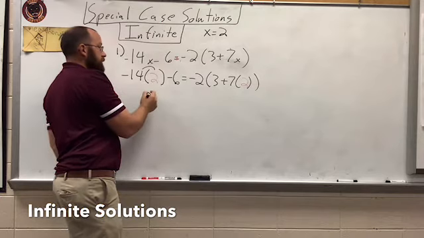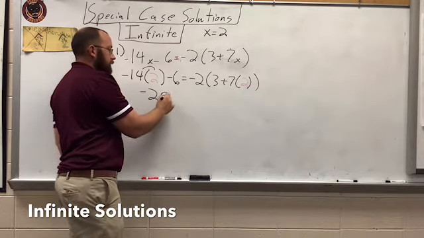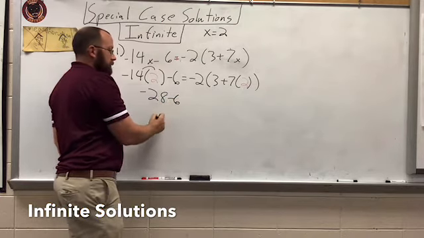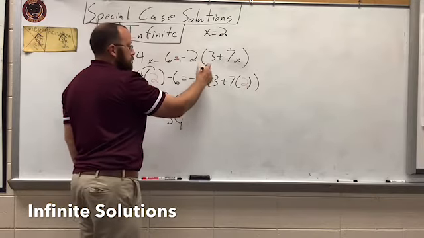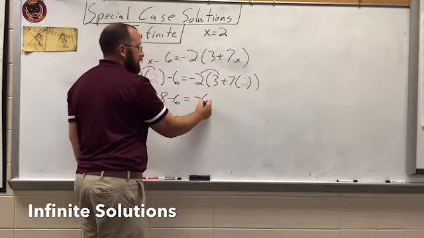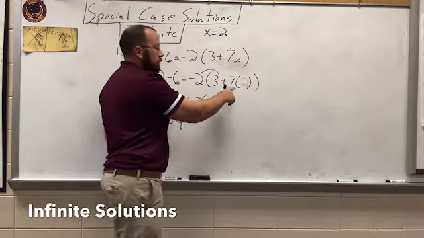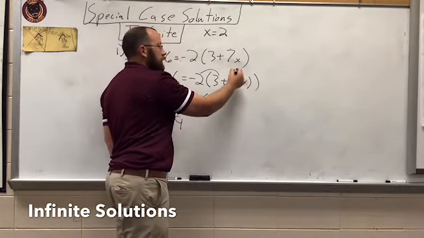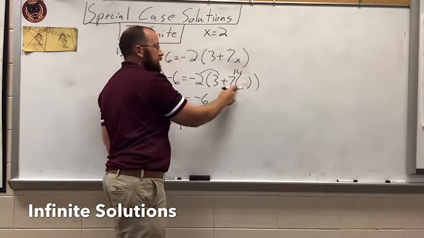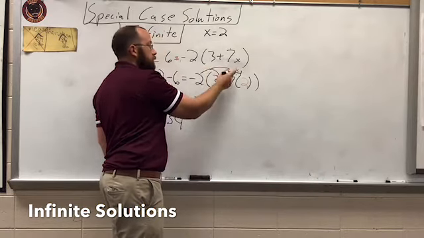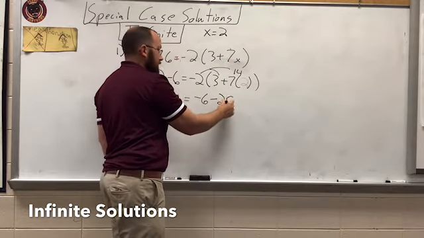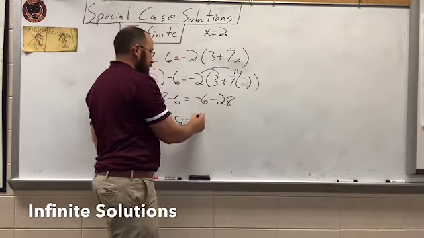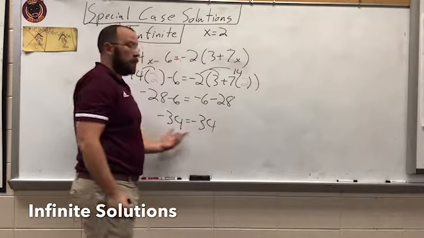Distribute: negative 14 times 2 is negative 28, and then minus 6. That gives me negative 34. That equals, well, I have to do what's in parentheses first. Sorry about that. This is 14, 7 times 2. So then negative 2 times 14 is negative 28. Add those two together, negative 34. It's a mirror image of each other.